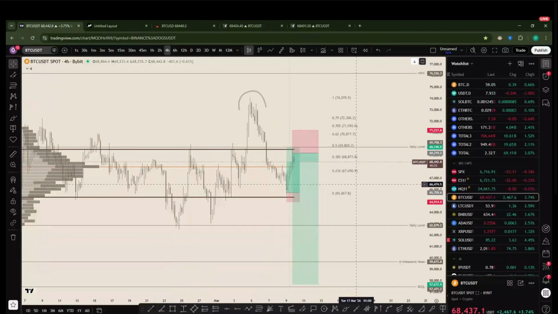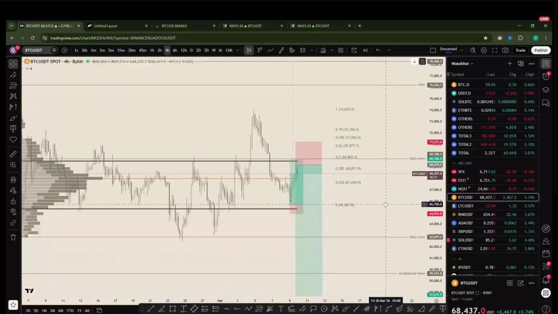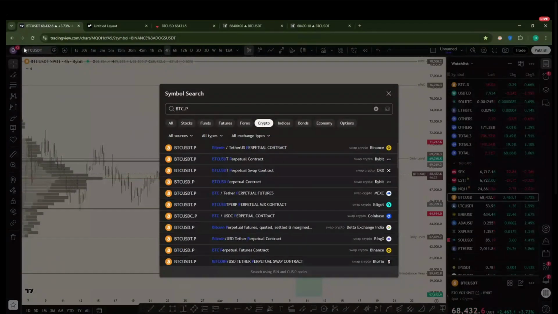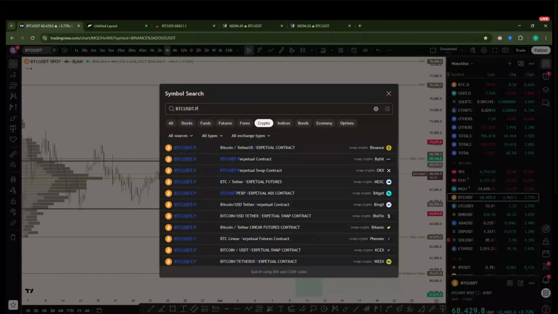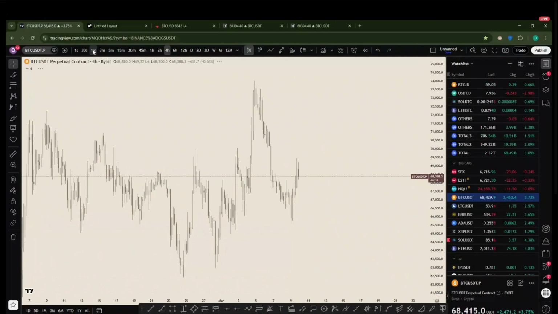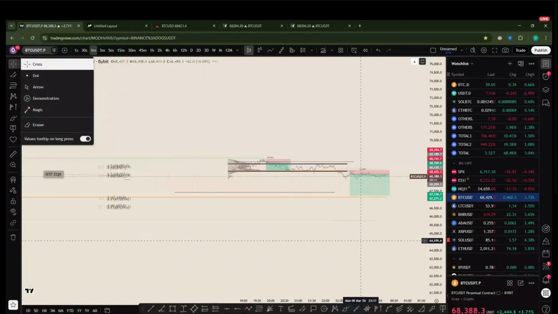Let's go on a lower time frame and look at what's happening there. Hope that made sense. If you have any questions, do let me know. I would be happy to answer them. I would be happy to explain it again if it's needed. That's the reason for the short. Let me just try to find my lower time frame chart.